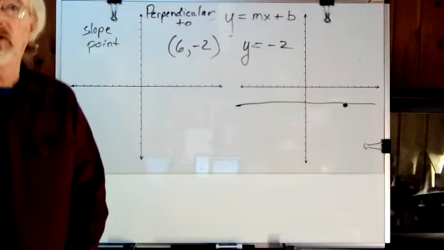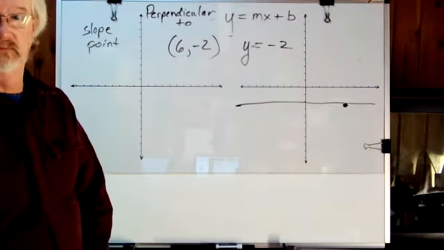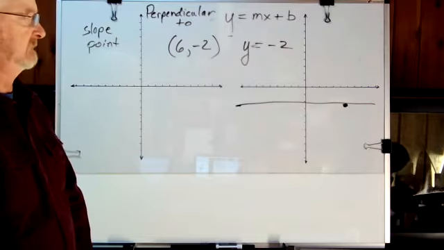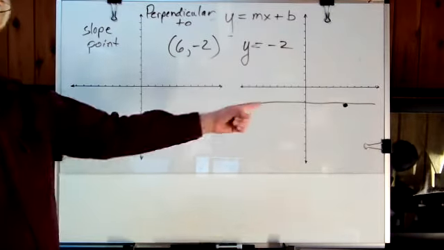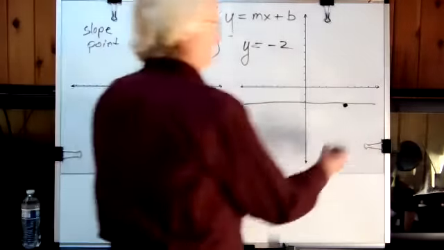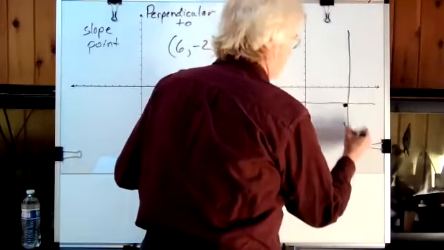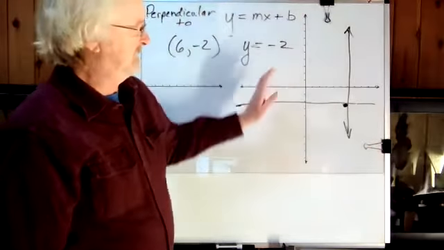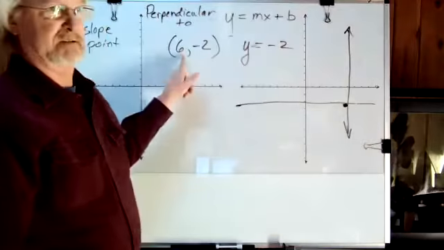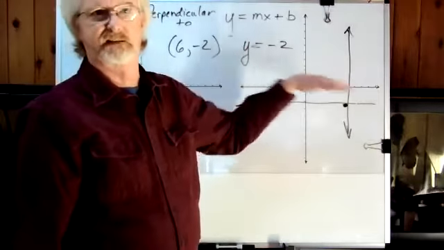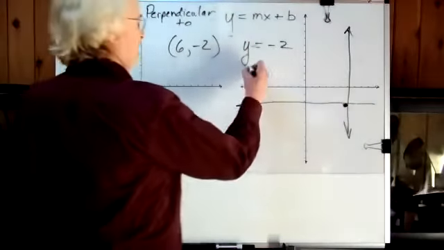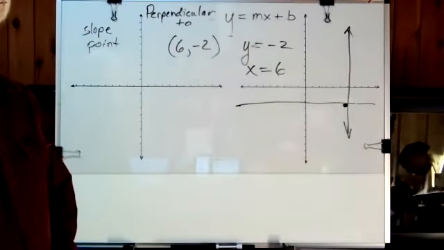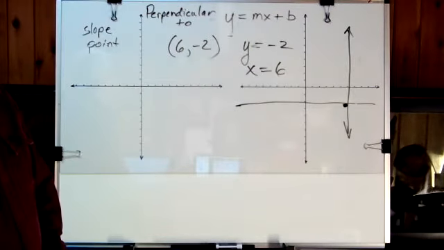What's the equation of a vertical line through that point? All right. Vertical line. It's going through that point. What's always consistent? No matter what y value, x is always 6. X is 6, x is 6, x is 6. Vertical line. That's all you need. X equals 6.